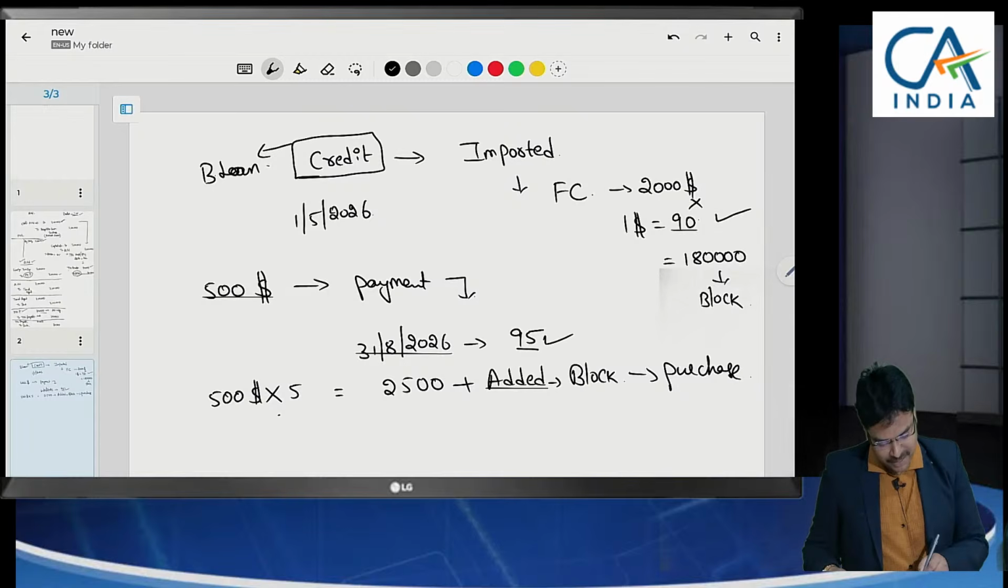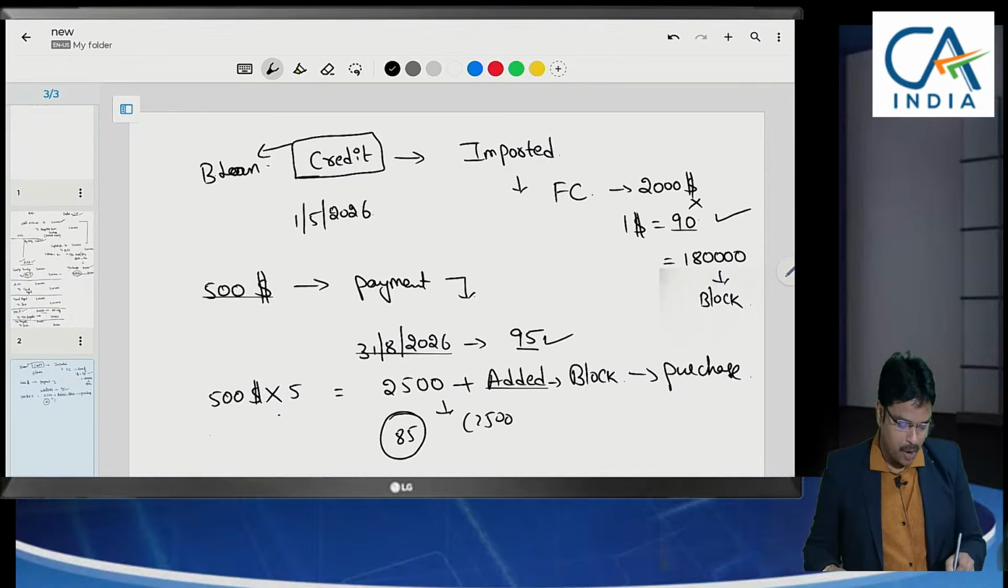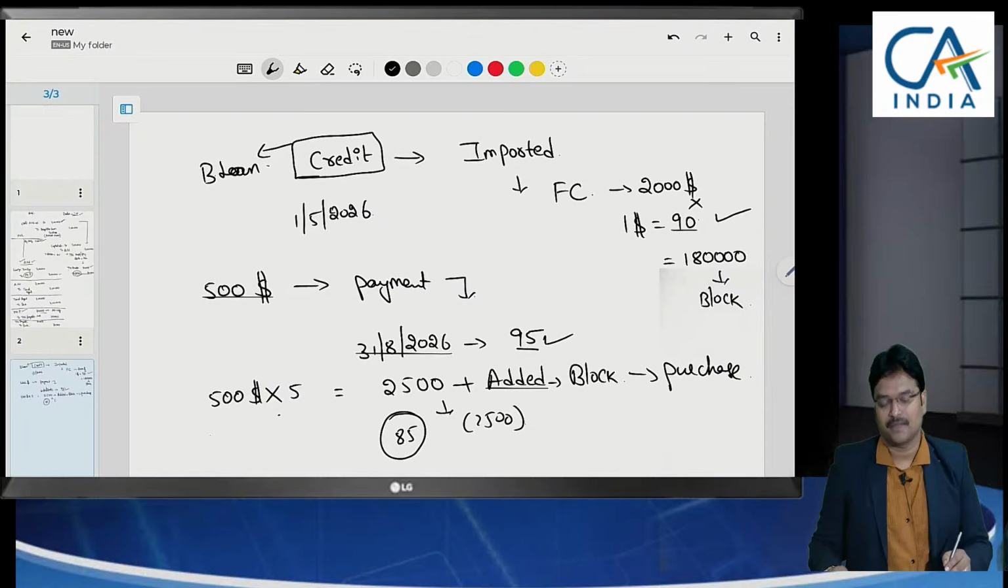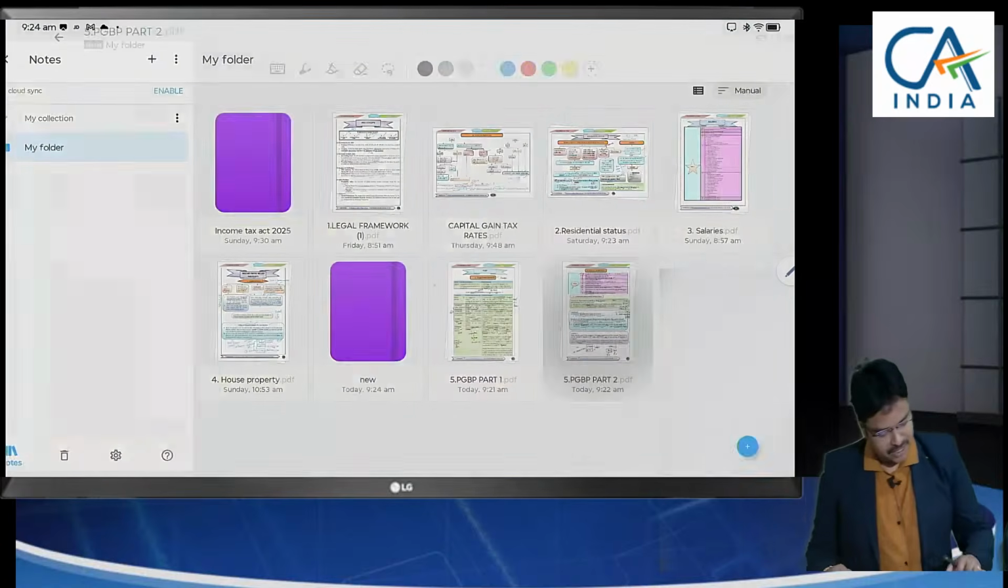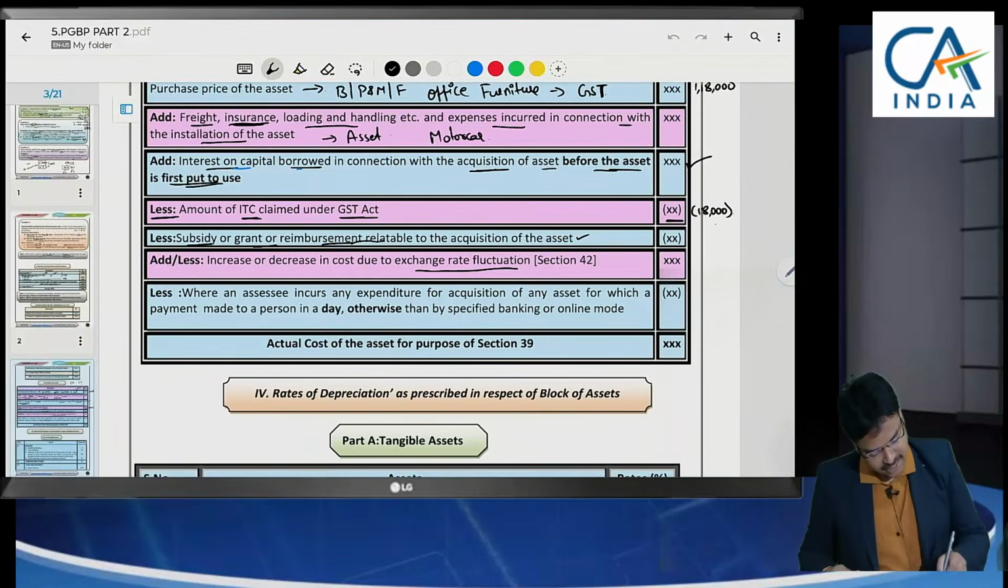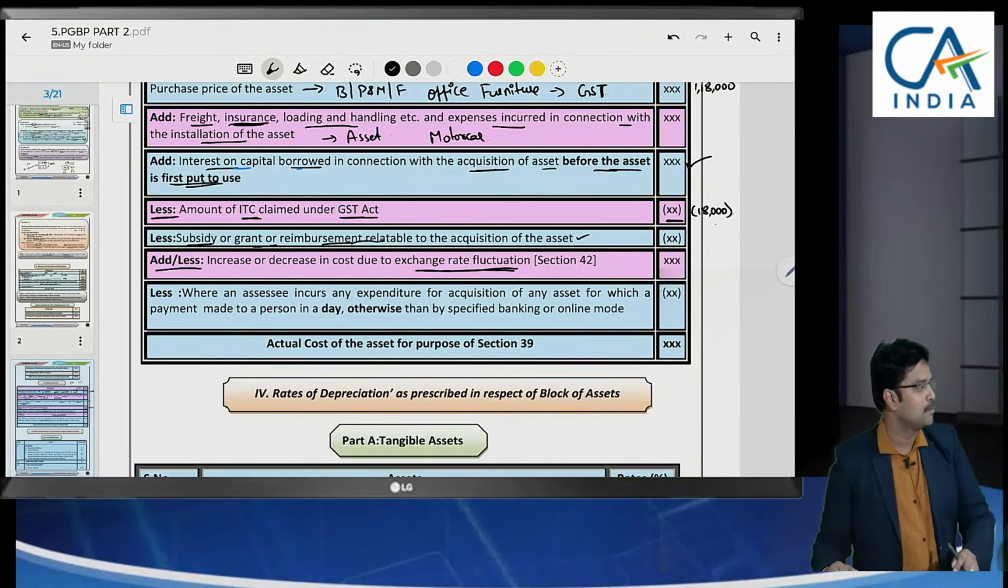Sir, what happens if there is a gain? If the dollar comes to 85 rupees, now 2,500 should be reduced from the block. Both ways it has been given. So exchange rate fluctuations, add or less, both have been considered here.